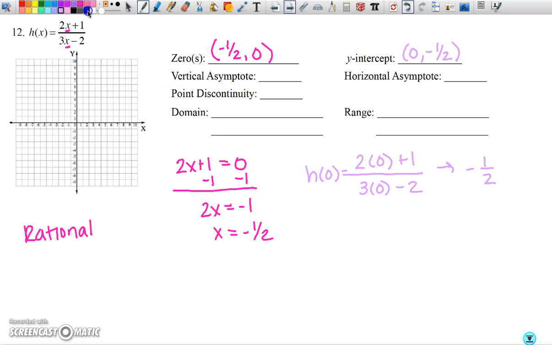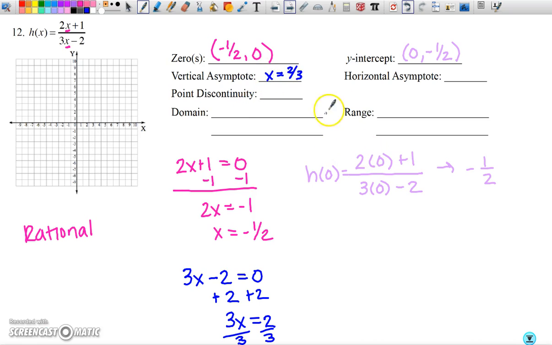Vertical asymptote is taking your denominator and setting it equal to 0. So 3x minus 2 equals 0. When you solve that, you add 2 to both sides to get 3x equals 2. Divide by 3, and you get x is 2/3. So x equals 2/3. Horizontal asymptote, now this one has to do with the degrees because it's rational.